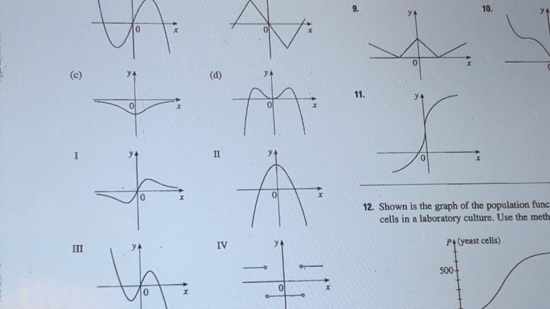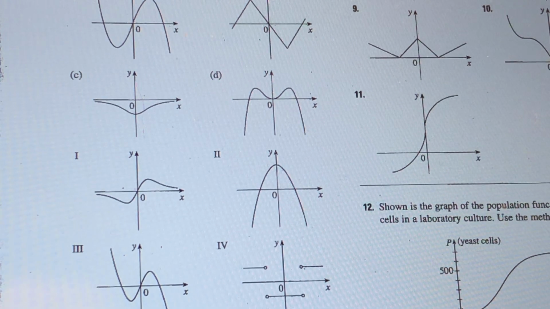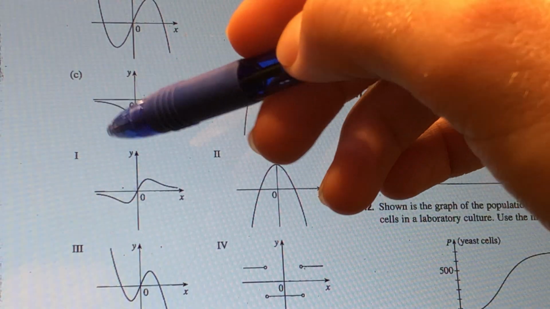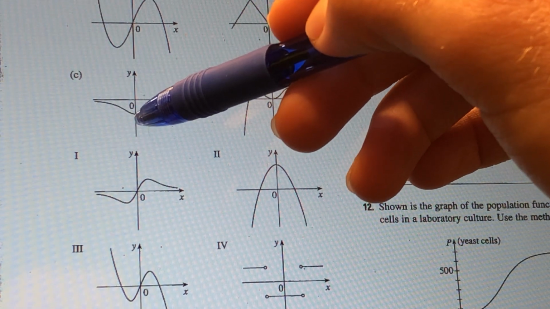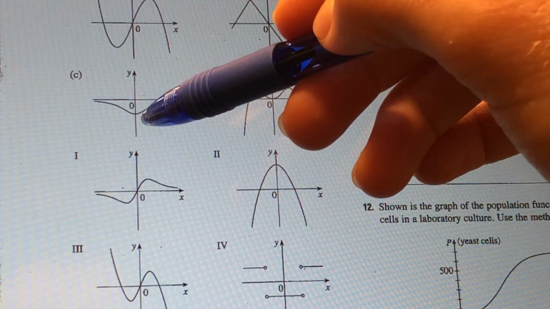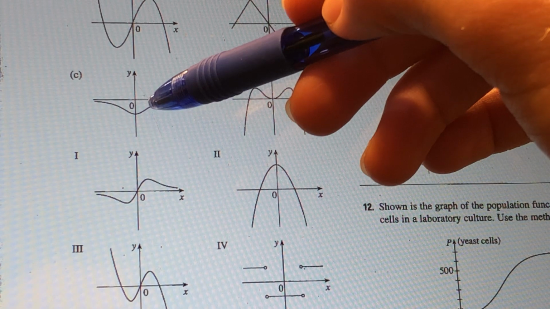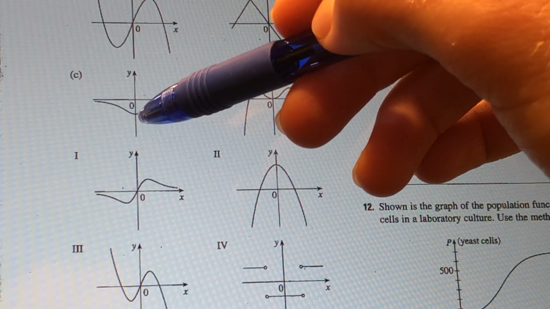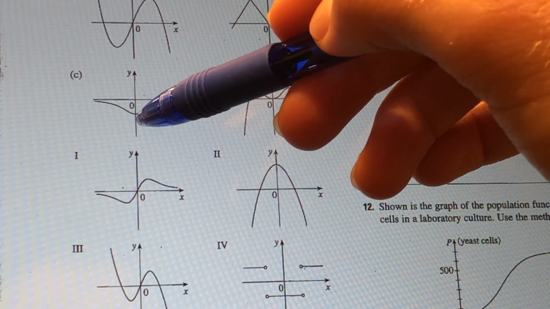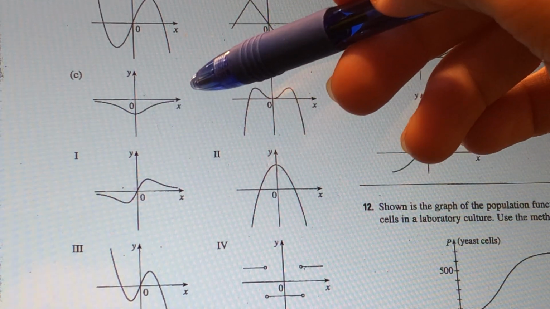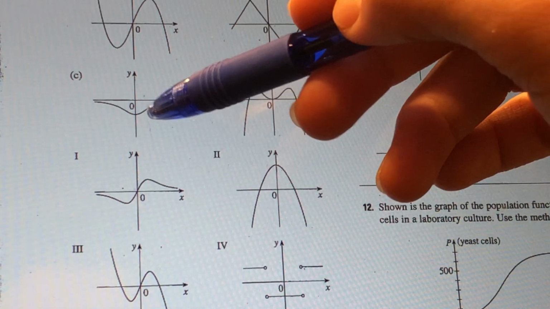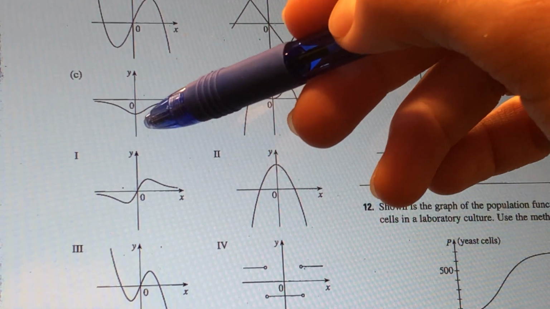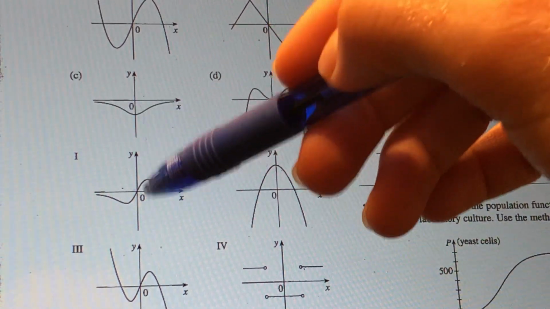Take a look here. C is pretty interesting. Again, we're talking about the derivative. On C, you've got a negative derivative from x equals negative infinity to 0. Then you have a positive derivative from x equals 0 to infinity. At 0 it changes. So C must go with 1.